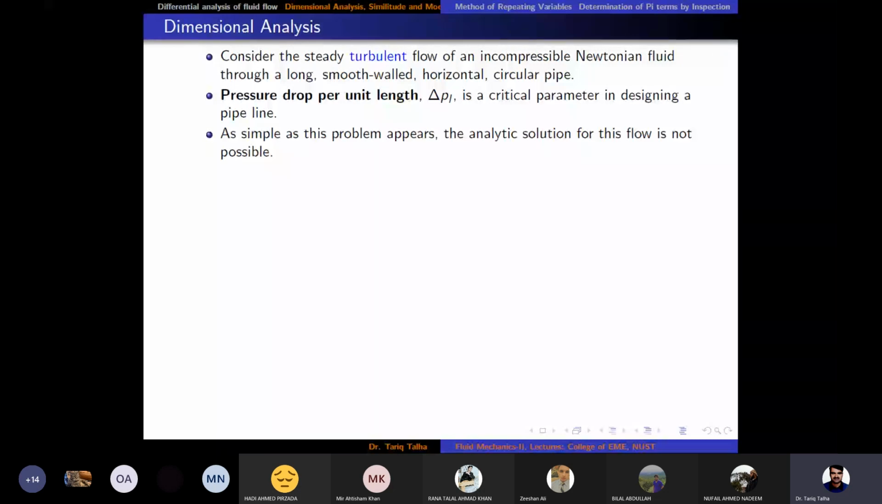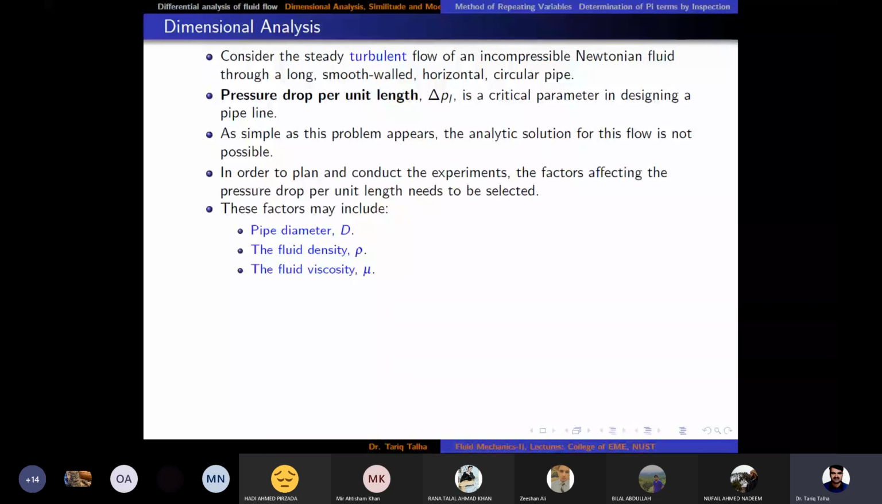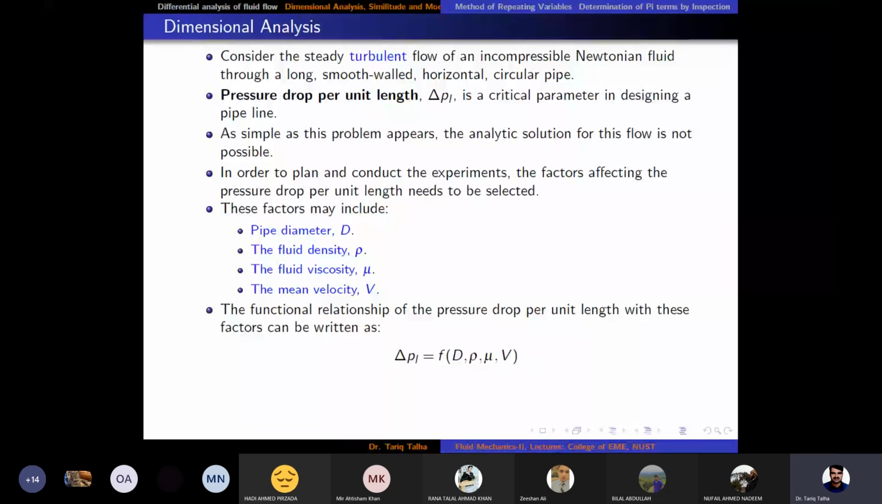So first of all, we need to list down the variables which are important for that experiment. Now this is a very critical step, because if you miss some critical parameter which needed to be included, then whatever dimensional analysis you would be performing would not be very accurate, because you have missed a critical parameter.